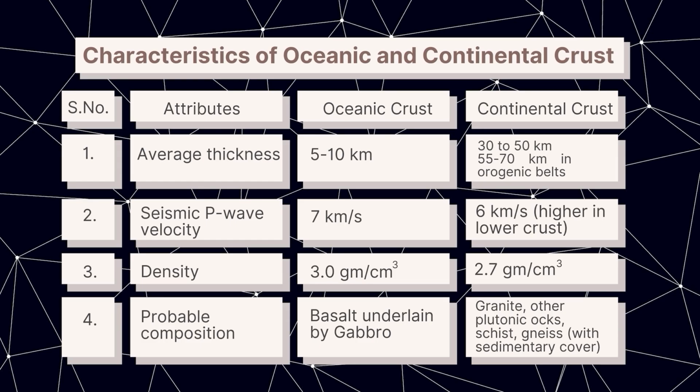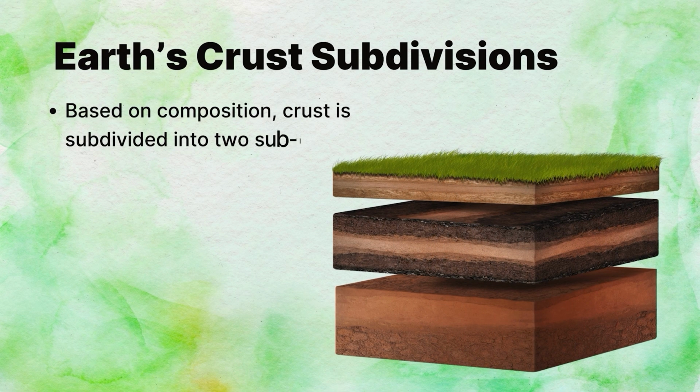Oceanic crust is much denser than the continental crust, and oceanic crust is mainly composed of basalt and gabbro, whereas the continental crust is mainly composed of granite and granodiorite, or sometimes sedimentary rocks. The earth crust is again subdivided, as I said earlier, into two types. Based on composition, the earth crust is subdivided into two sublayers, sial and sima. Sial means silica alumina and sima means silica magnesium.